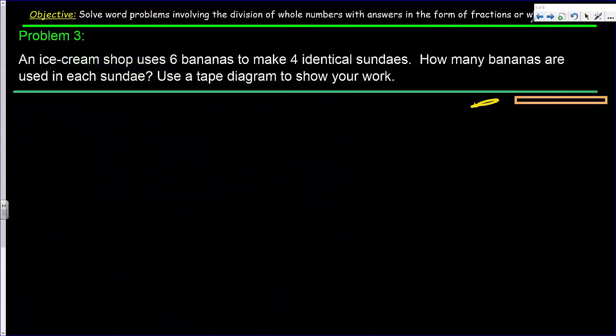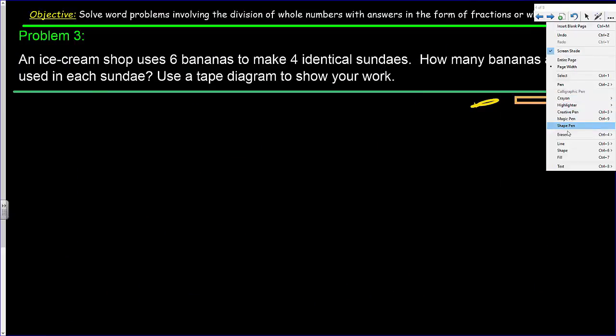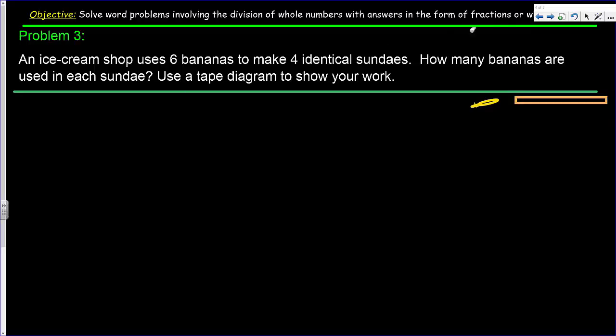Okay, so we'll go on to the next page. We're doing problem 3, where it says an ice cream shop uses 6 bananas to make 4 identical sundaes.